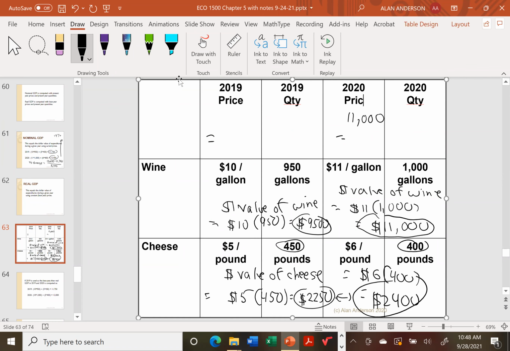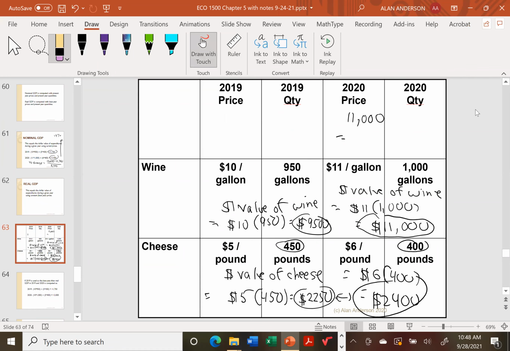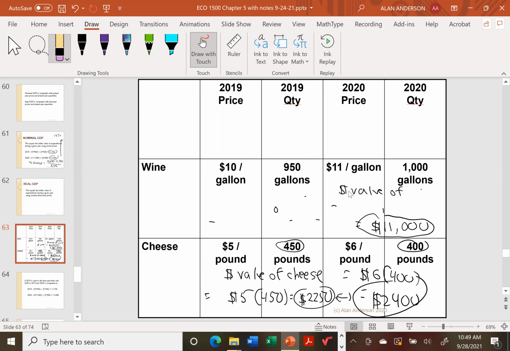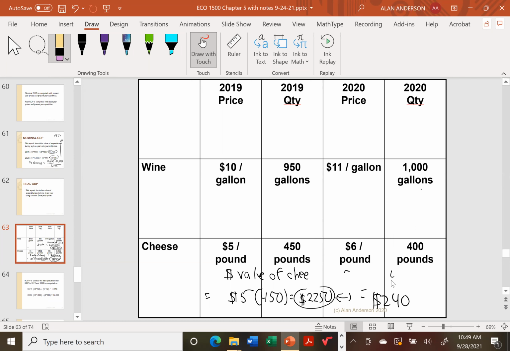It's a bit of a nuisance, but maybe I'll just use the eraser. Yeah, this technology, it works okay up to a point. It's a bit of a headache.